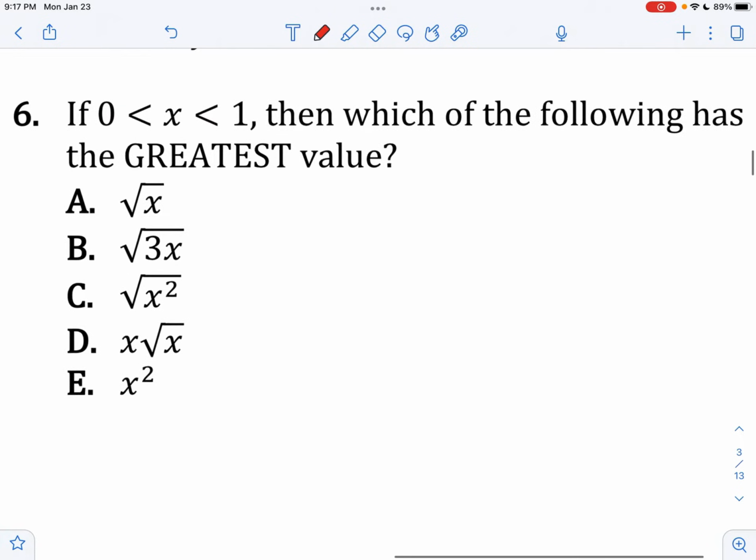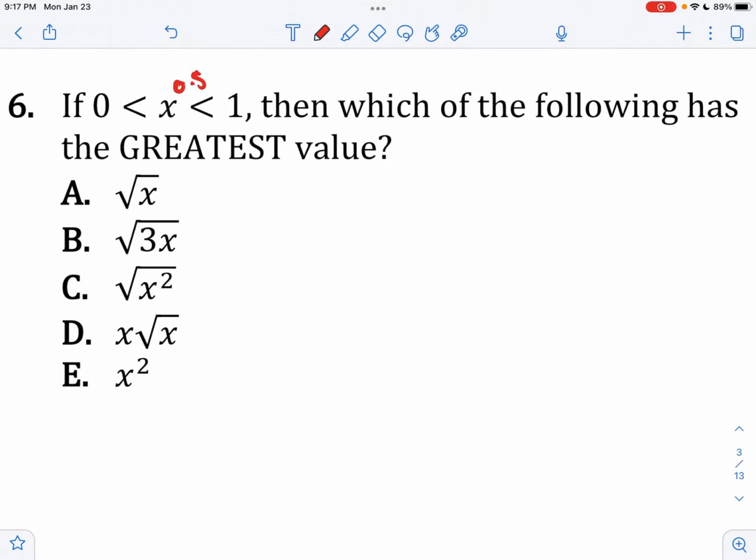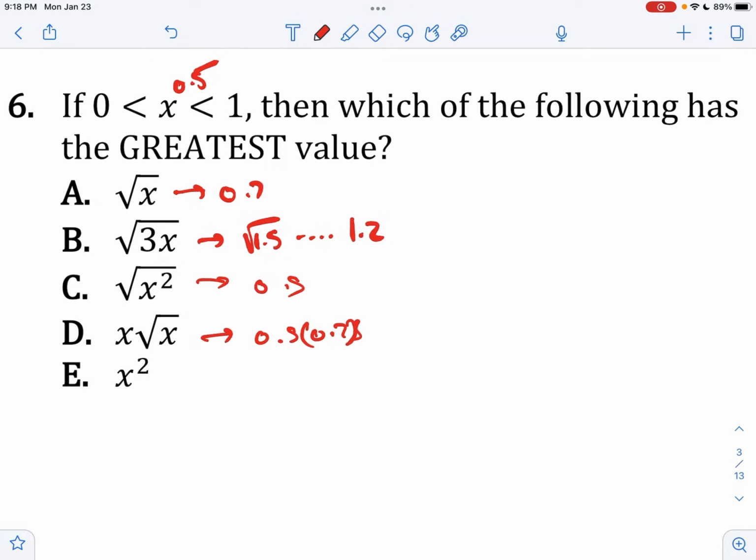If 0, which of the following has to be true? Let's just say it's 0.5, for example. So this is going to be 0.7. This is going to be square root of 1.5, which is going to be like 1.2-ish. This is going to be 0.5. This is going to be 0.5 times 0.7, which is going to be about 0.35. This is going to be 0.5. So actually, it's going to be 0.25. So your answer is this regardless.